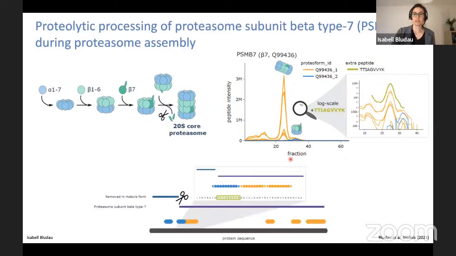So when we looked at the peptide location on the protein sequence, we could see that the two blue peptides actually mapped to the N-terminal region, and the second blue peptide was spanning the known proteolytic cleavage site where the beta subunit's propeptide is cleaved off for the assembly to take place. So what we then wondered is whether we can detect this non-tryptic peptide maybe in our actual 20S proteasome.